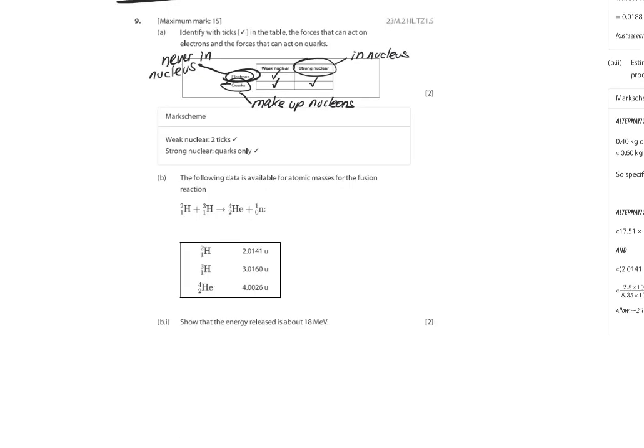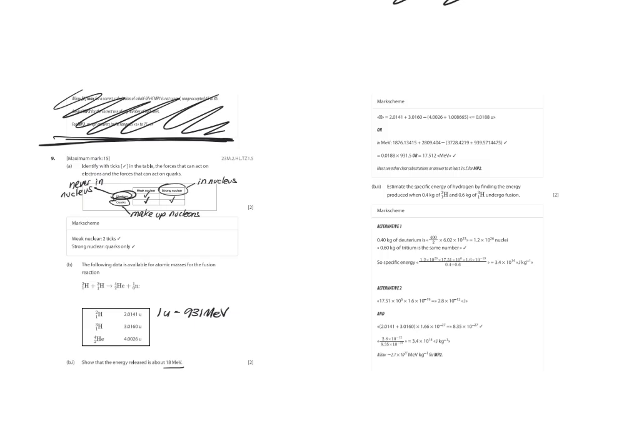Similarly, we have deuterium and tritium yielding an alpha particle and a neutron. They give the atomic masses for the deuterium, the tritium, and the helium, the alpha particle. It says show that the energy released is about 18 mega electron volts. And from the data booklet, we know that a universal mass unit is 931 mega electron volts.